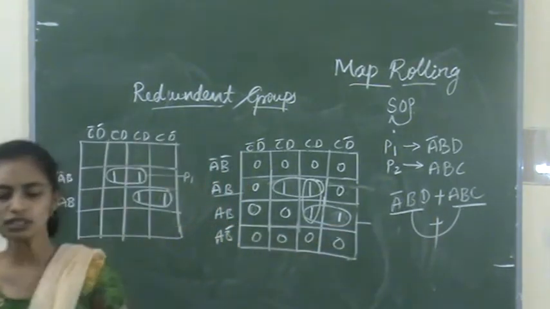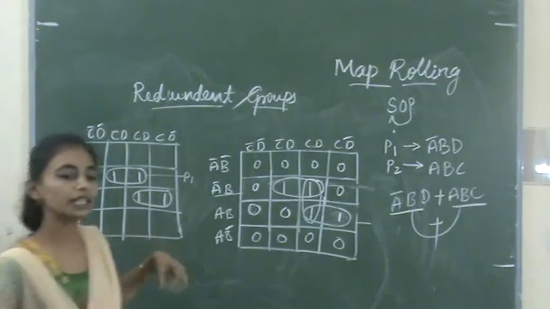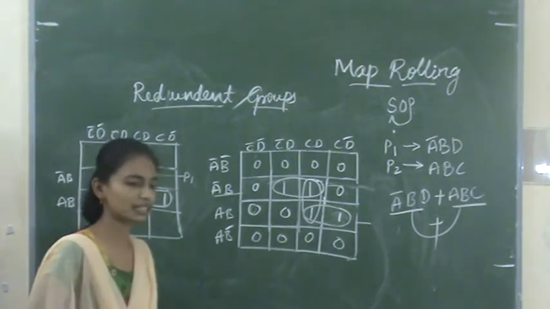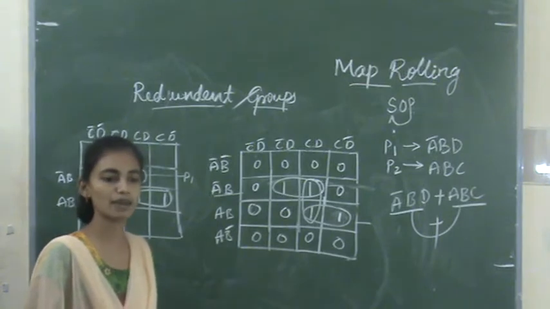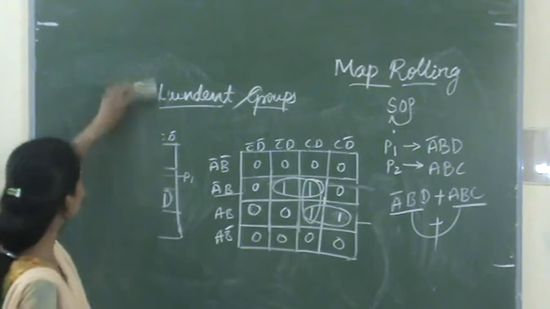Okay. So these are the methods we have applied to the K-map, right? So these are the methods we can use in the K-map to reduce the Boolean expression. Now how to do this?